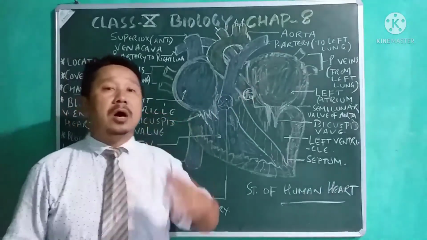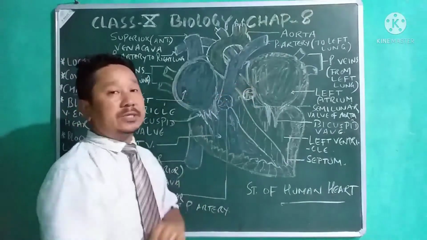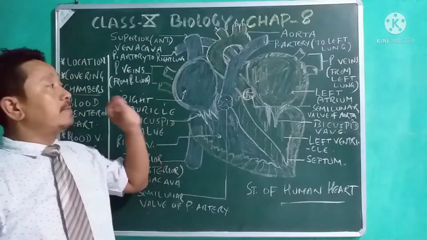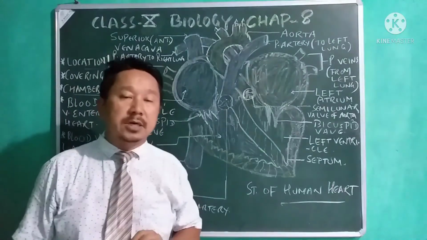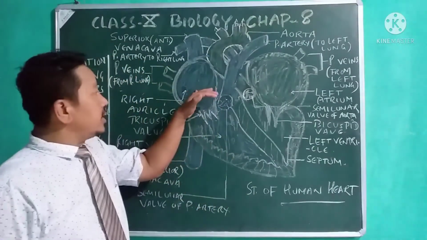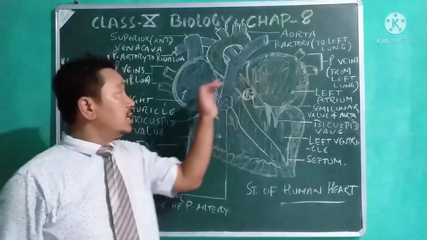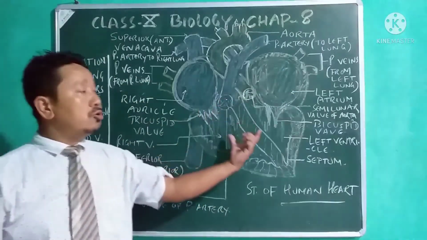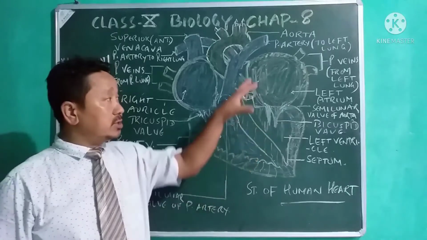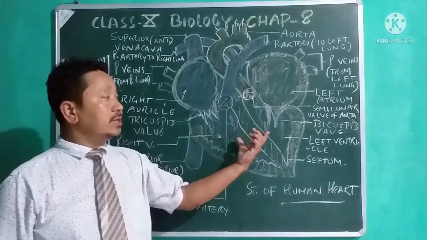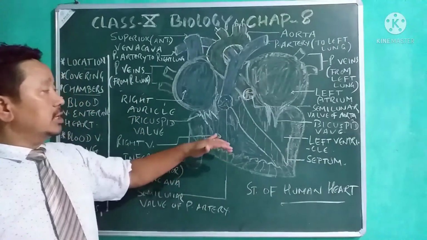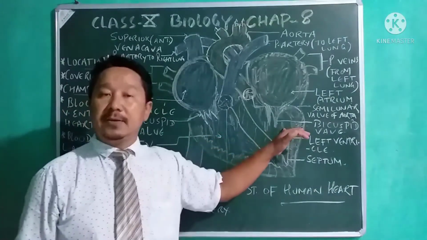They are in the upper region of the heart. These upper chambers of the heart are called auricles or atria, so right auricle and left auricle, or right atrium and left atrium. Please remember. And the lower chambers, just below the upper chambers, are the ventricles. There are two ventricles, the right ventricle and the left ventricle.